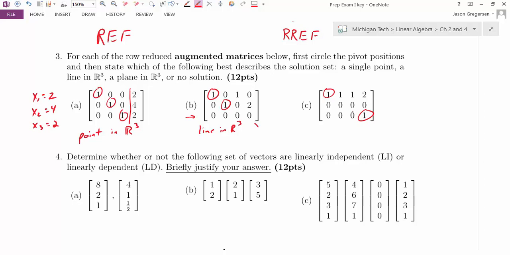However, that last row tells us that if we write out that equation, it'd be 0x1 plus 0x2 plus 0x3 equals 1. And there are no values of x1, x2, and x3 that satisfy that equation. So in this case, there are no solutions. Another way to think about that is we have a pivot position in that far right column of an augmented matrix, and that tells us there should be no solution.